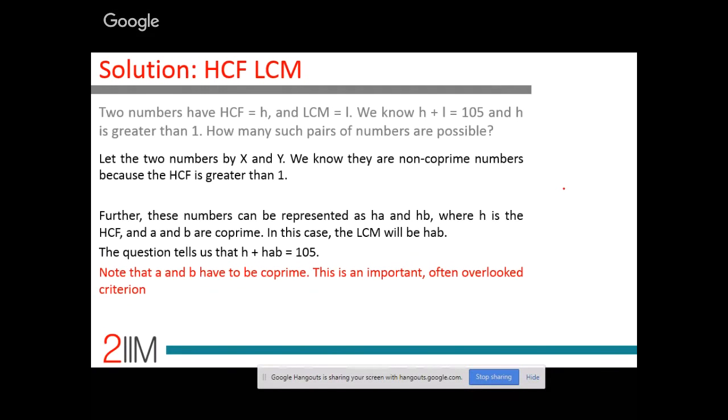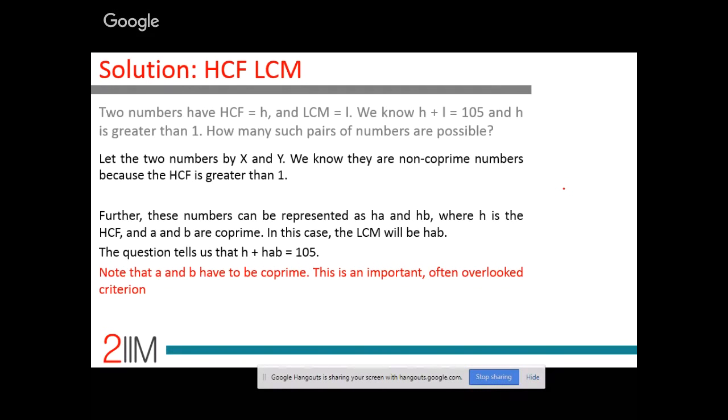Correct. 15 into 7 is the total. So HCF is 15, LCM is 90. Why is that not possible? You're saying H into (1 plus AB) is 105. So HCF is a factor of 105. It cannot be 1. That much we know, because they've told us that the numbers are not co-prime.